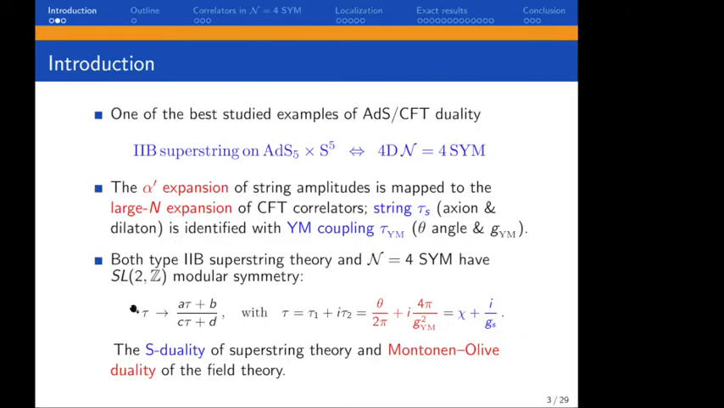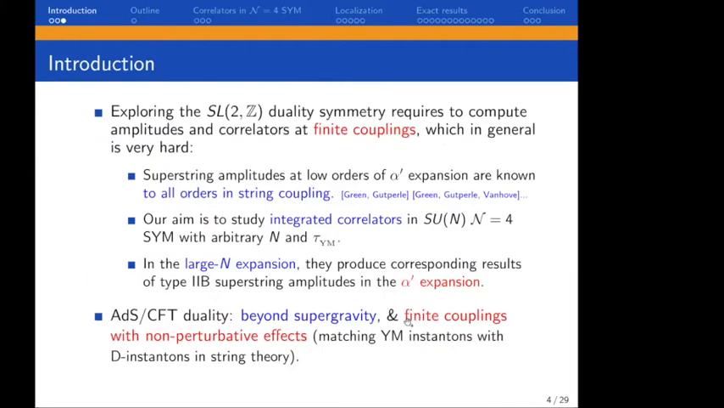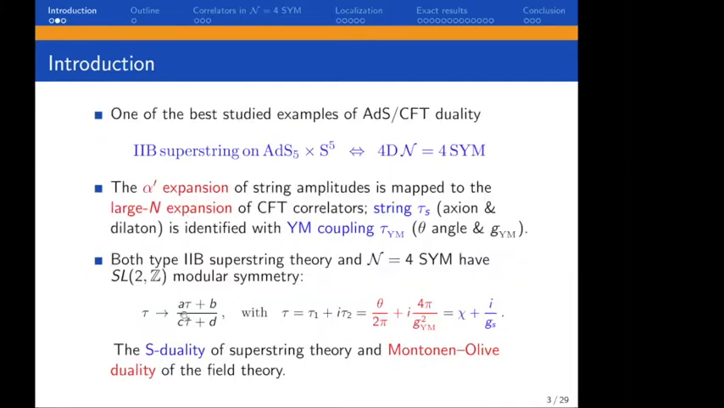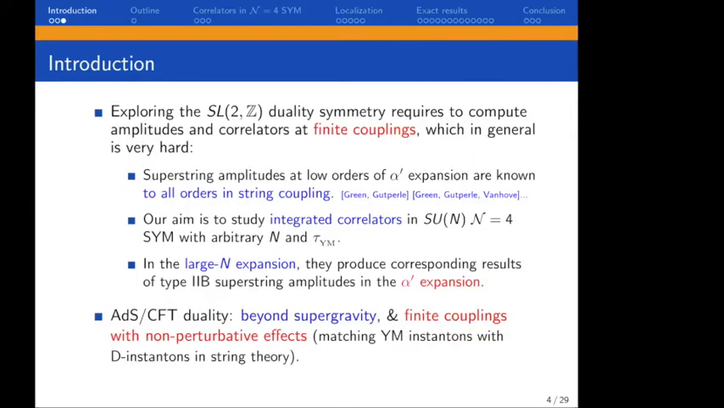This SL(2,Z) duality, in the language of string theory, is often called S-duality, whereas in the field theory of N=4 Super Yang-Mills, this is called the Montonen-Olive duality. And this is one of the main topics we would like to study in this talk. When you choose A, B, C and D properly, you can see that the duality relates weak coupling and strong coupling. Therefore, to study such a duality, it's necessary to compute observables such as amplitudes or correlators at finite coupling.